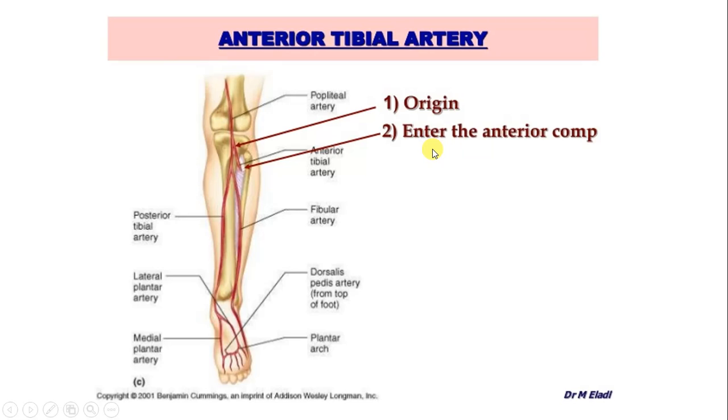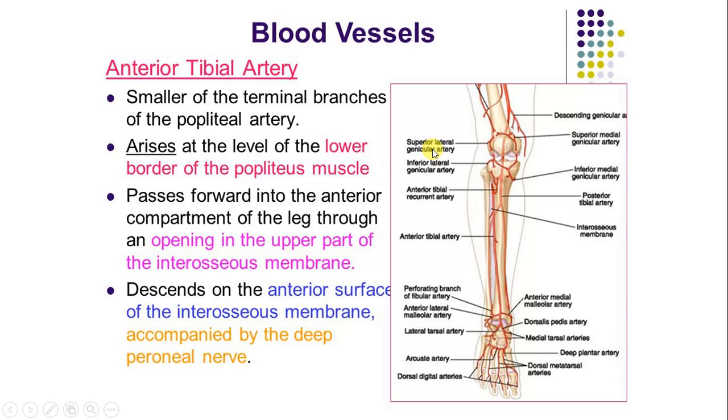So the anterior tibial artery is the smaller terminal branch of the popliteal artery, and it arises at the lower border of the popliteus muscle. The popliteus muscle is a marker where the anterior tibial artery and posterior tibial artery start. It passes forward into the anterior compartment through the opening in the upper part of the interosseous membrane that we have seen, and then it descends on the anterior surface of the interosseous membrane accompanied by the deep peroneal nerve.